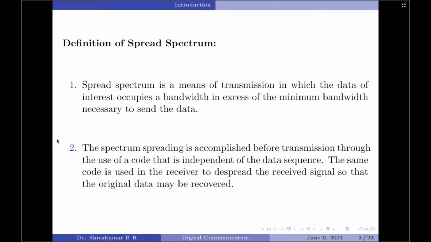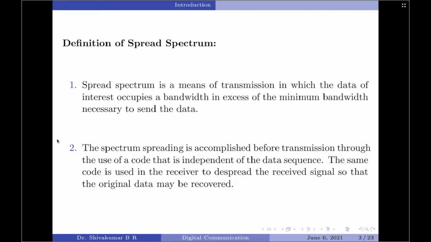Let us now learn what is the definition of spread spectrum. As you can see in the slide here, the spread spectrum definition is split into two parts. The first part says spread spectrum is a means of transmission in which the data of interest occupies a bandwidth in excess of the minimum bandwidth necessary to send the data.